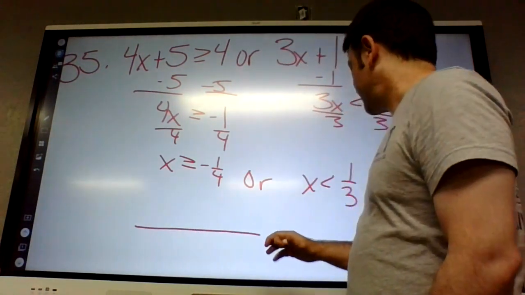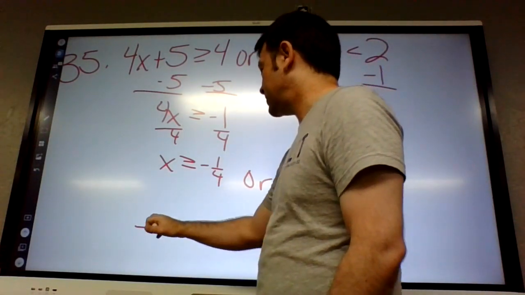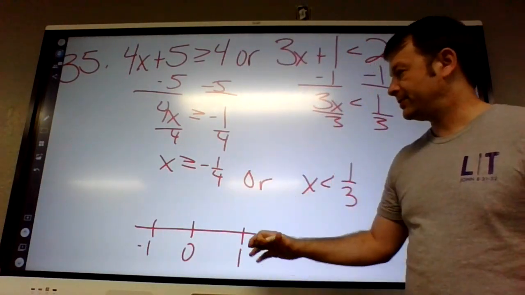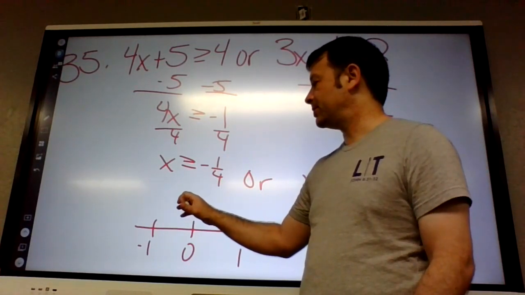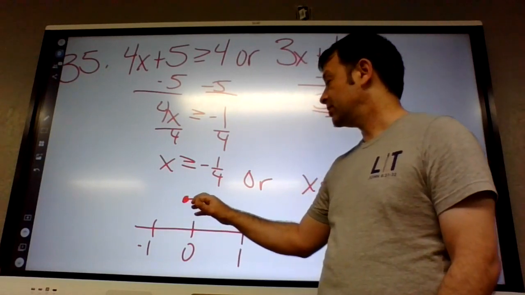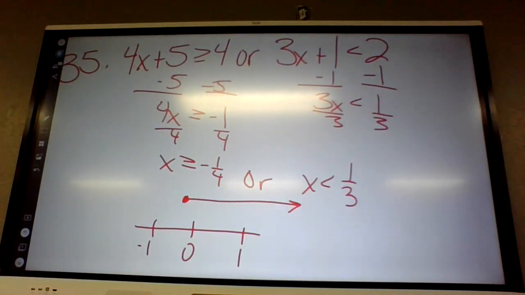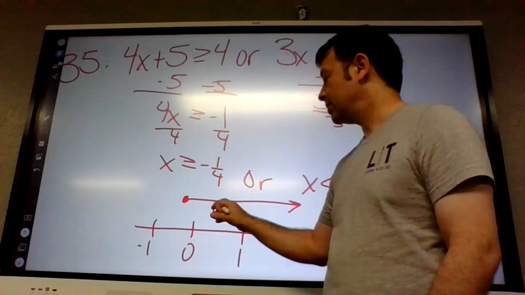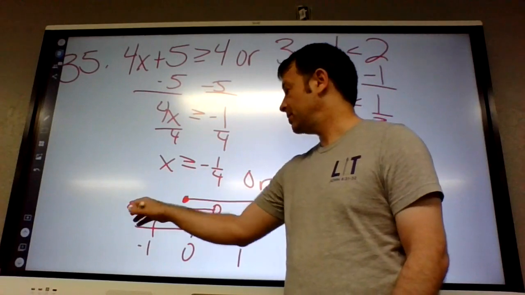When I go to graph, well, okay. I guess I'll just put -1, 0, 1. So where's -1/4 at? Over here. When I go to figure out what this is going to look like, I'm going to put the lines way above the graph. X is greater than or equal to -1/4 should look like that. My final answer I'm going to put on the graph. X is less than 1/3. It's 1/3 of the way to 1. So it's right there, and it's going less than this direction.